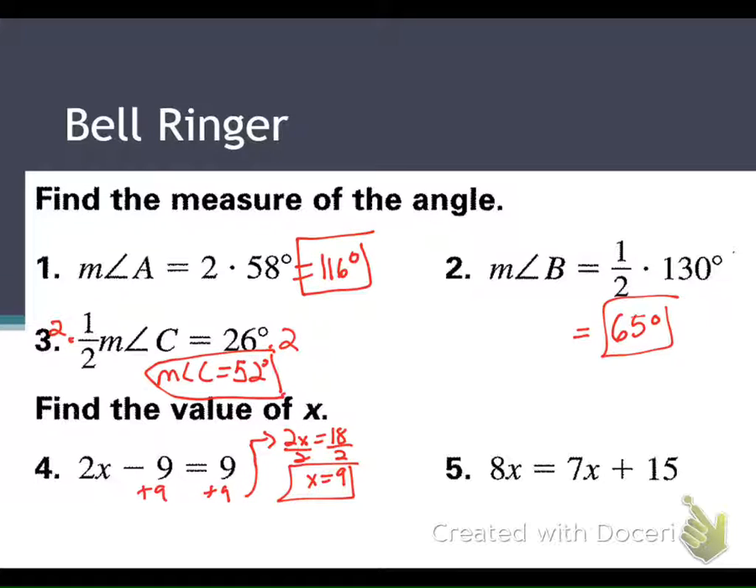Okay, next one up is a little different because now our like terms are the thing that has a variable. How do we get those two together? Yep, Raj. Subtract 7x, and then we're left with x equals 15.